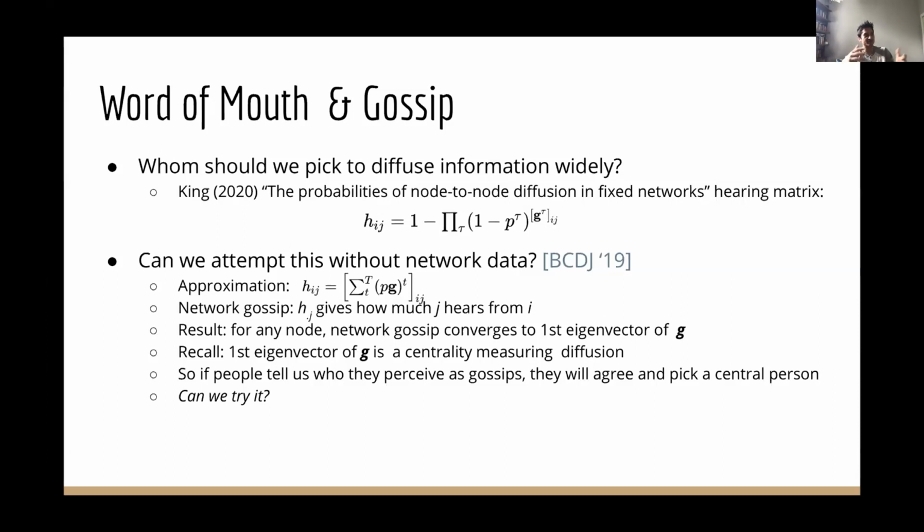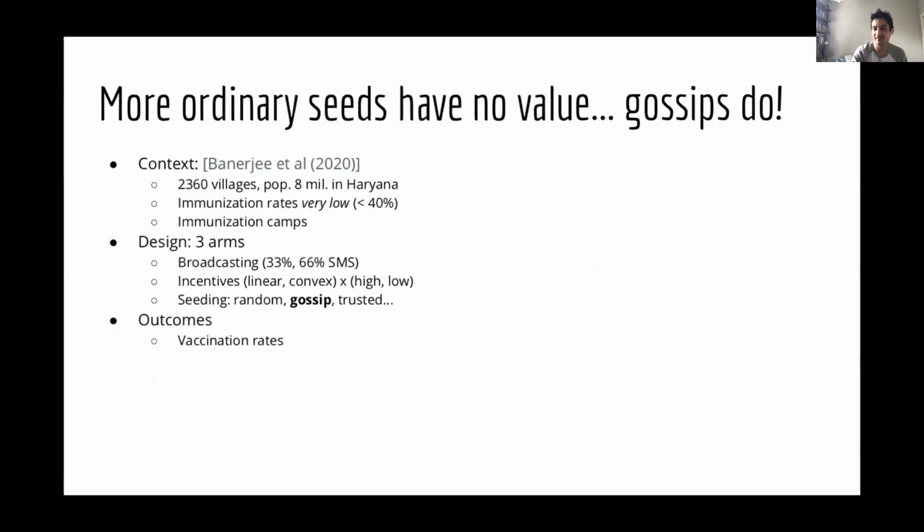It's shown to be something important for diffusion. That's not the point. The key point is that this means that if I asked Hito and then Isaiah to tell me, look, who are you hearing most information from? Who's a gossip? You guys are going to tell me the same person. And it turns out they do in the data. It's actually remarkable. They overlap considerably. And so our thought was, can we try this and use this for policy? Name an eigenvector, but really we're asking you to name a gossip.